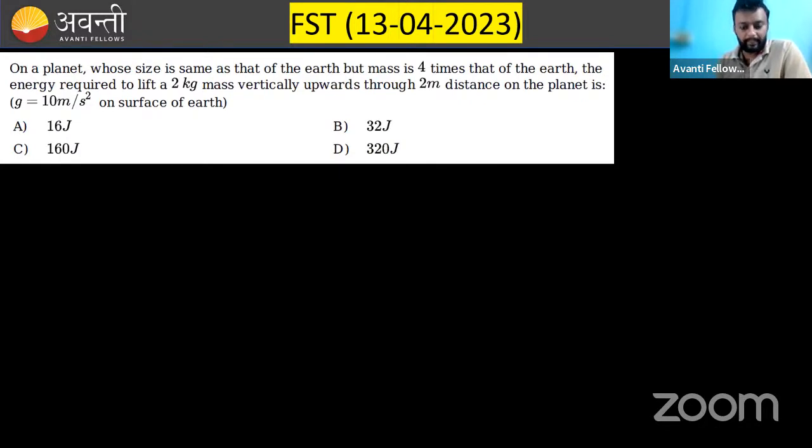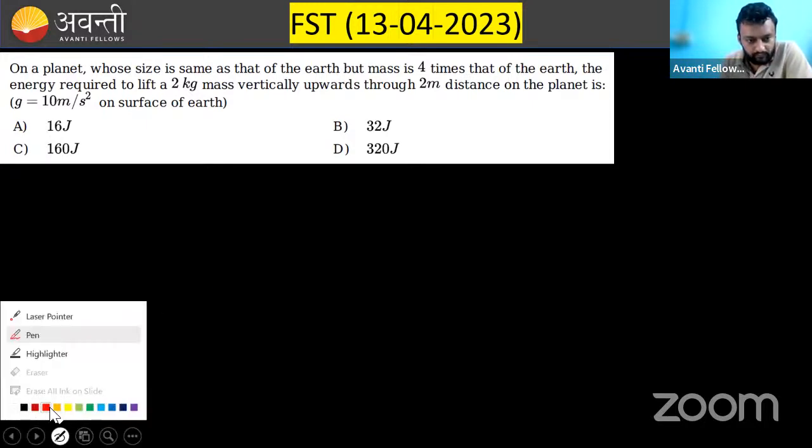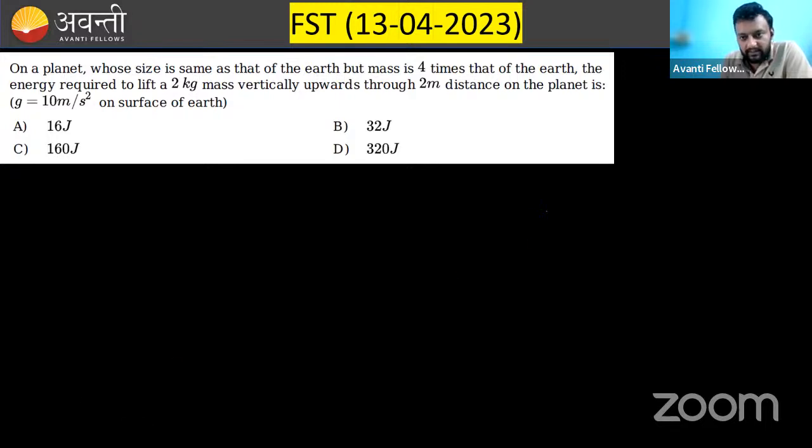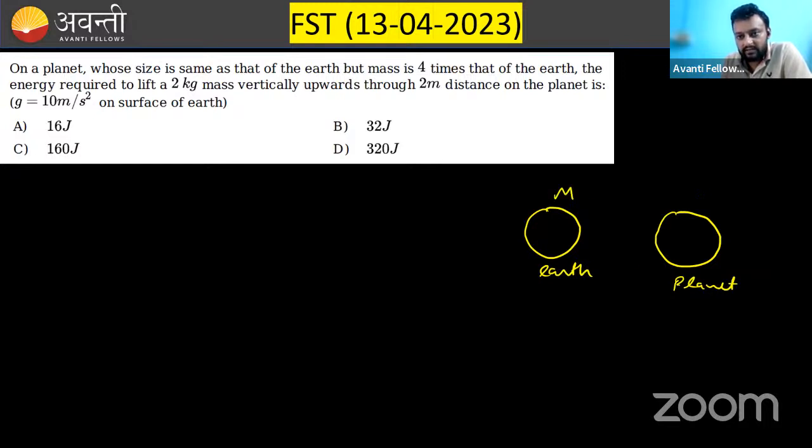This is another question. On a planet whose size is the same as the Earth, that means the radius is the same, but the mass is 4 times that of Earth. That means there is a planet which is similar to Earth in size, but this is our Earth, this is some other planet. It has a mass m, it has a mass 4m.